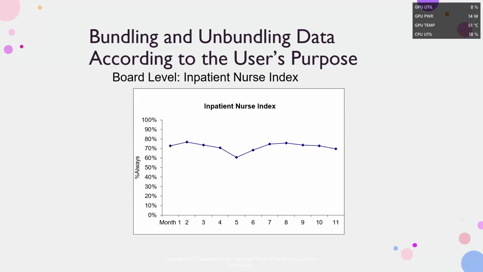So this is an example of a graph, a very high level graph, and I don't like it. It's too high level for me, of what might be in a board presentation. And they may say our inpatient nurse index is pretty consistent. We rank between the 60th to the 80th percentile. We had one bad month. This is what it looks like. So patients answering questions about their experience with nurses across the full facility.